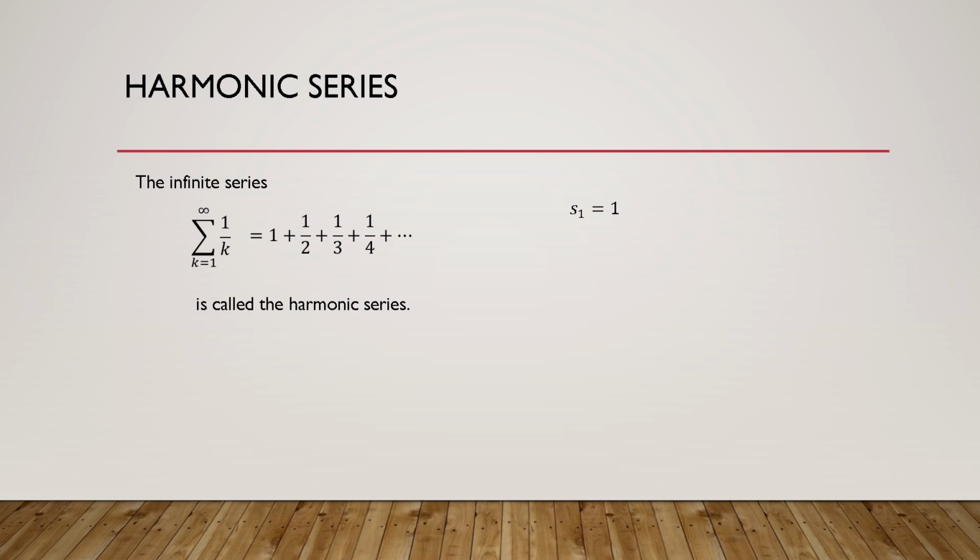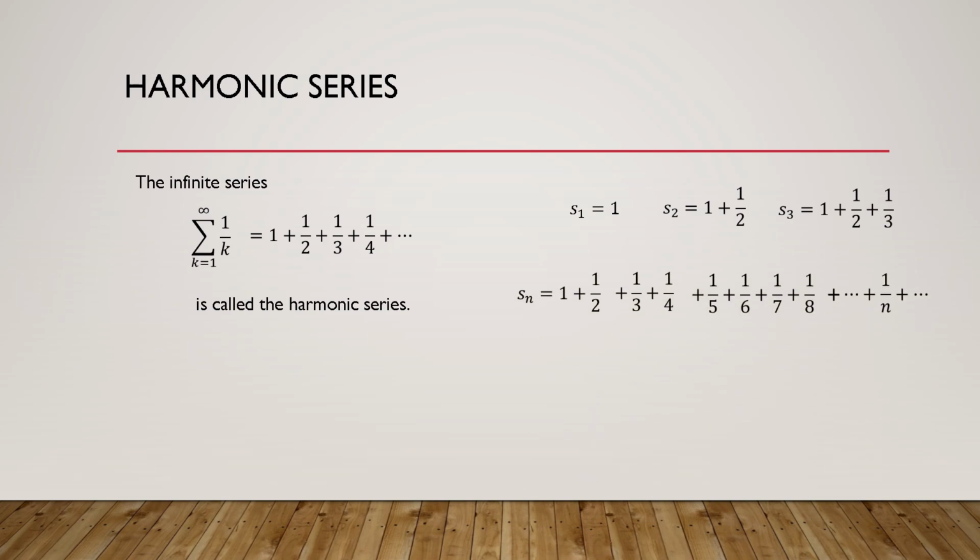In this case, s sub 1 equals 1, s sub 2 equals 1 plus 1/2, s sub 3 equals 1 plus 1/2 plus 1/3, and we could go on. For this proof, we'll use s sub n and take it out 8 places. This gives us s sub n equals 1 plus 1/2 plus 1/3 plus 1/4 plus 1/5 plus 1/6 plus 1/7 plus 1/8, and so on, including plus 1/n.